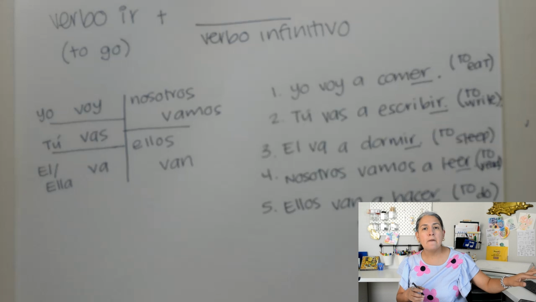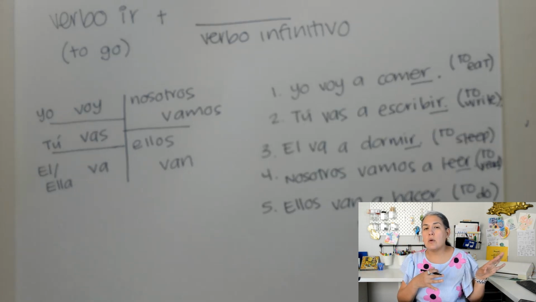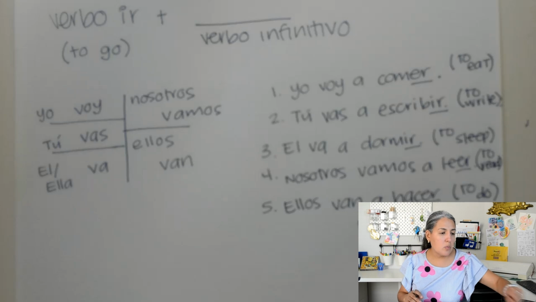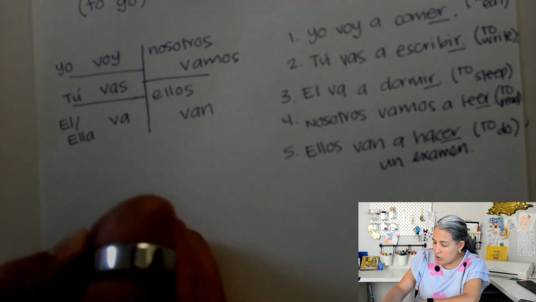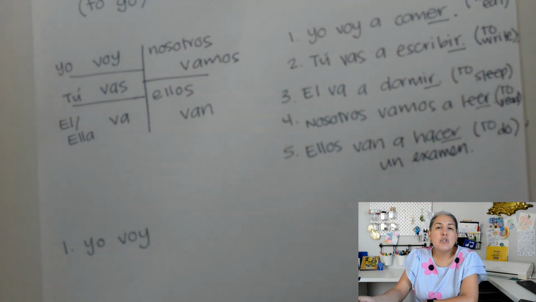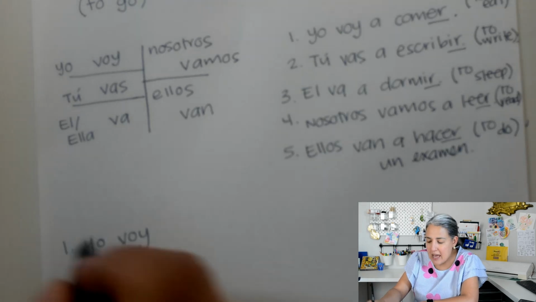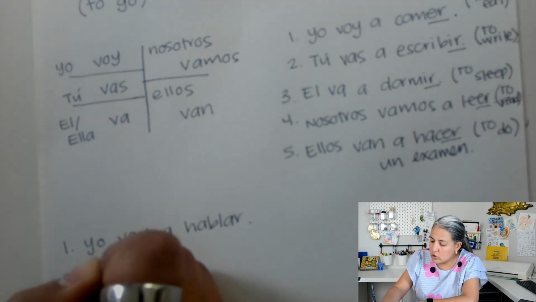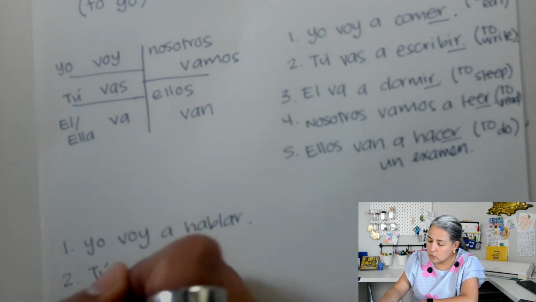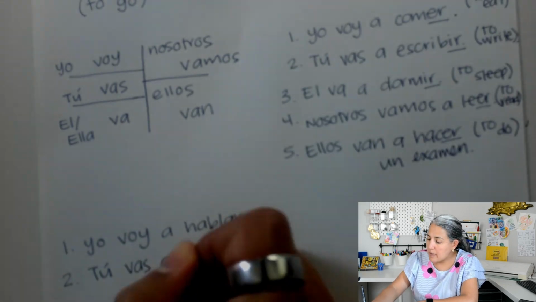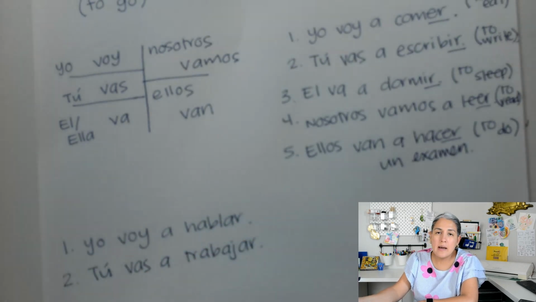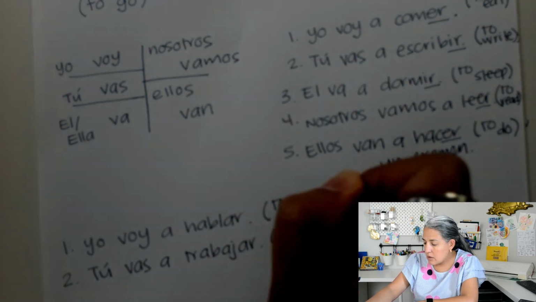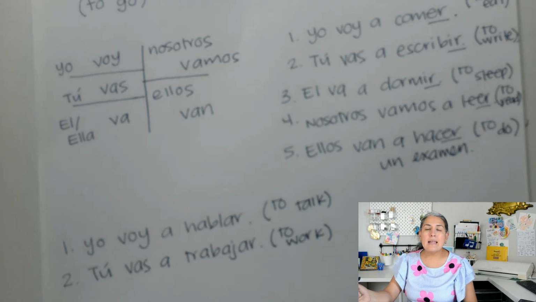In another video, we'll talk about it. But just so you can keep in mind which verbs are the ones that follow the same pattern and which ones are not. Let's go to AR verbs. I have a couple of examples with AR verbs. Por ejemplo, yo voy, I go, and then to talk. You remember how to say to talk? A hablar. Yo voy a hablar. Tú. What was it for tú? Look at the chart. Tú vas a trabajar. What is trabajar? To work. You're going to talk. You're going to work.